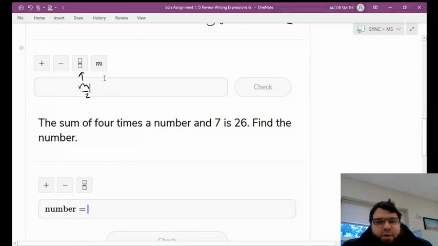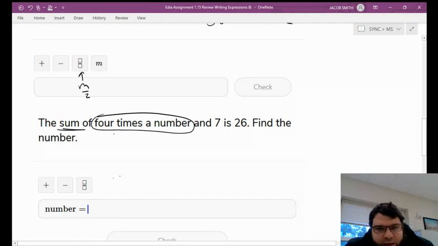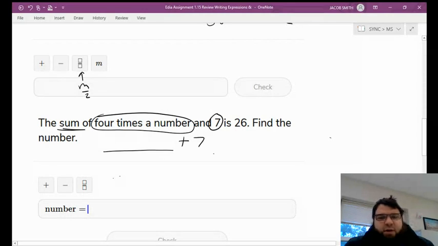The sum of 4 times a number and 7 is 26. Okay, so it says we have the sum here. What's it the sum of? 4 times a number is one part of the sum, and 7 is the other part of the sum. So that means we need 4 times a number on one side plus 7, the other part. Then is means equals 26.